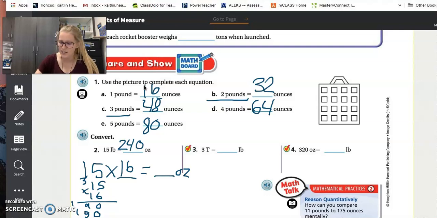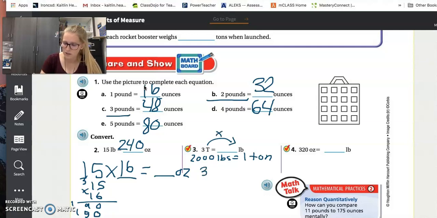Okay, now we're looking at tons. Now remember, to do this, I have to know that 2,000 pounds equals 1 ton. 3 tons is larger than pounds, so I'm going to be multiplying. So I'm going to go ahead and multiply that 3 times that 2,000. To get my answer, I'm going to take the shortcut that I know: 3 times 2 is 6, and then add on those zeros. It is 6,000 pounds.